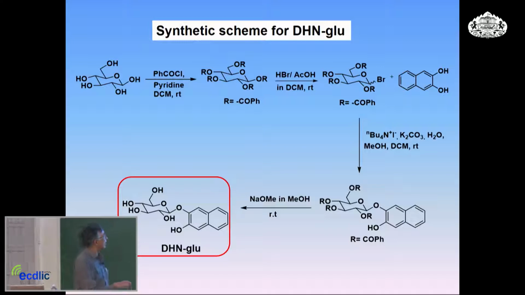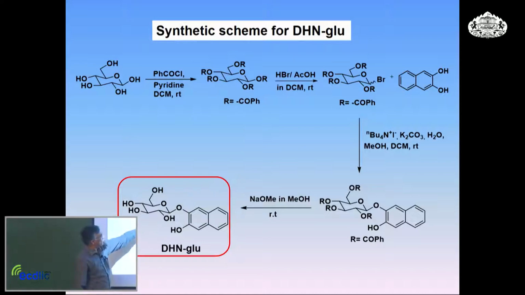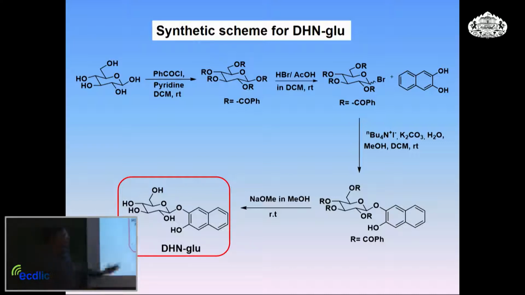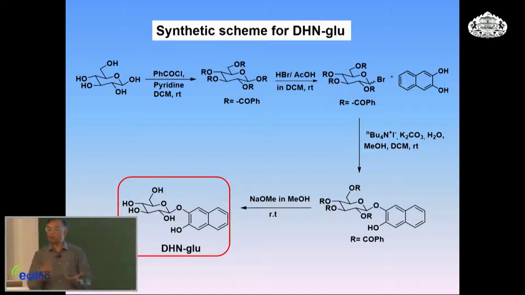So what we did, again the synthetic part I will skip because these are all very routine syntheses, but the idea is that we take a glucose and attach this dihydroxynaphthalene. The idea is that this should not sensitize the gel, but upon the specific enzyme which cuts this bond, I will have the dihydroxynaphthalene liberated, so the gel will become photoluminescent.